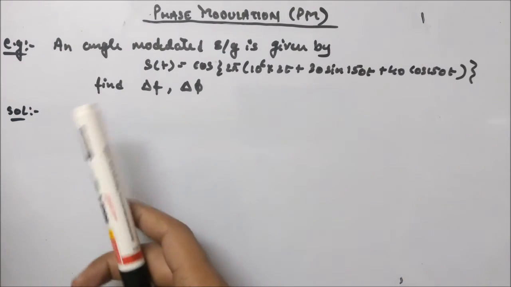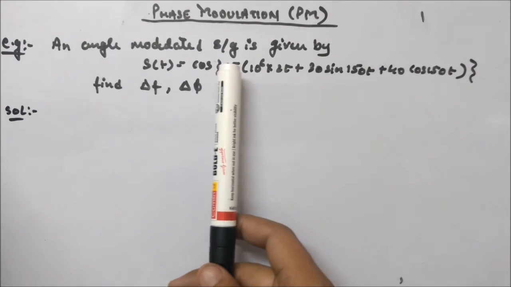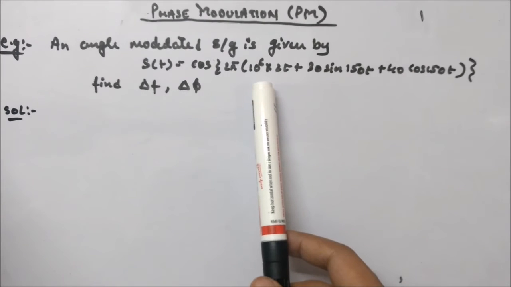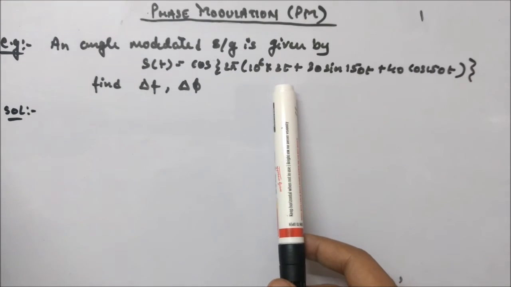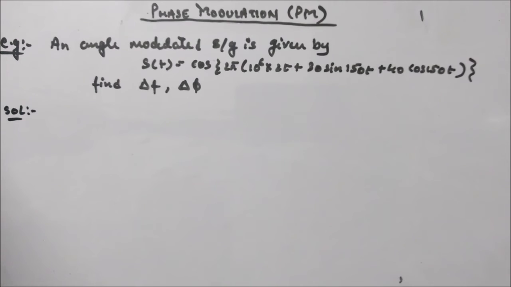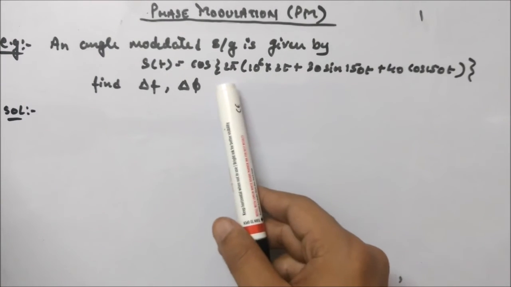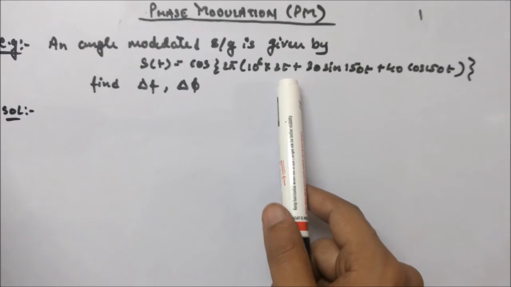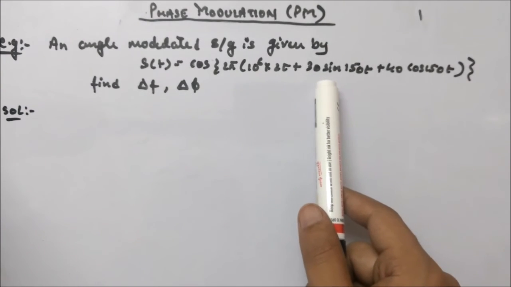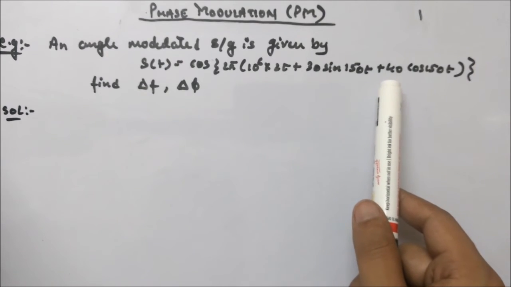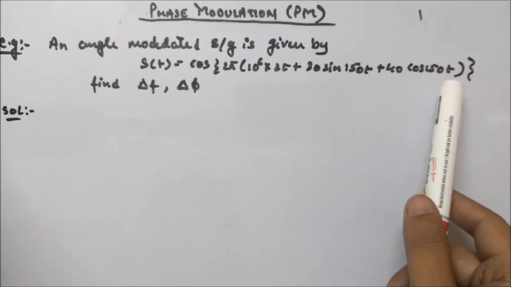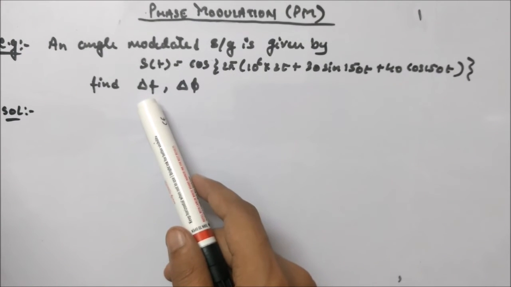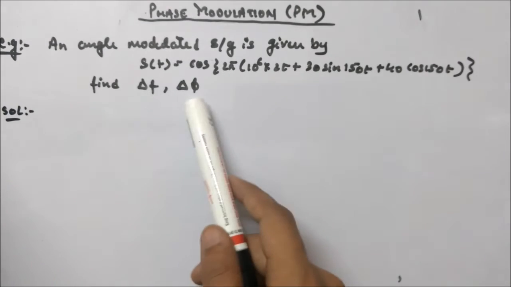Let's see an example. Given that an angle modulated signal is given by s(t) is equal to cos[2π(10^6 × 2t) plus 30 sin 150t plus 40 cos 150t]. Sorry, 2π is outside and the bracket is fine: 10 to the power 6 into 2t, then plus 30 sin 150t plus 40 cos 150t. This is the signal given, an angle modulated signal. You have to find the maximum frequency deviation and maximum phase deviation, that is del f and del phi.